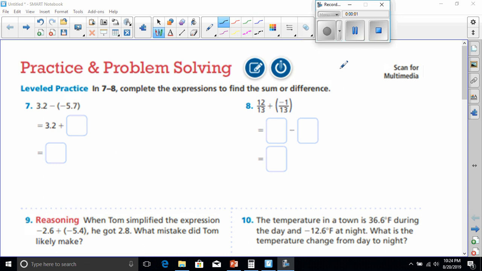All right, good evening, everybody. We're going to be doing the practice and problem solving for our adding, subtracting rational numbers. I'm going to do all the odd ones. You'll do all the even ones.